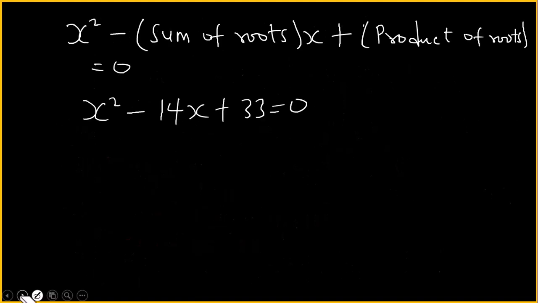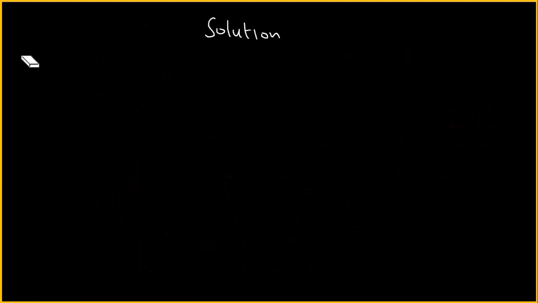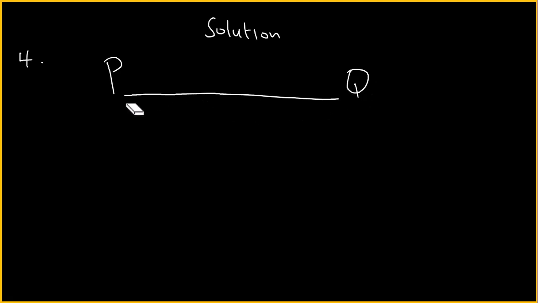So from our given statement, it says Mr. Asante drove from town P. So this is Mr. Asante, driving from town P to town Q. At a distance, so the distance covered from P to Q was 120 kilometers.